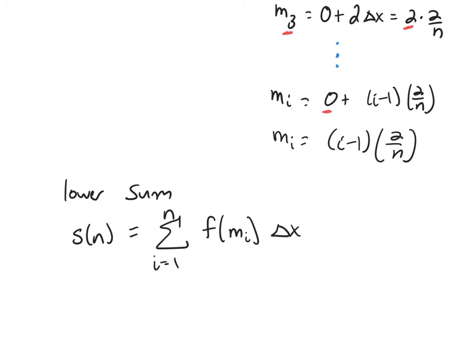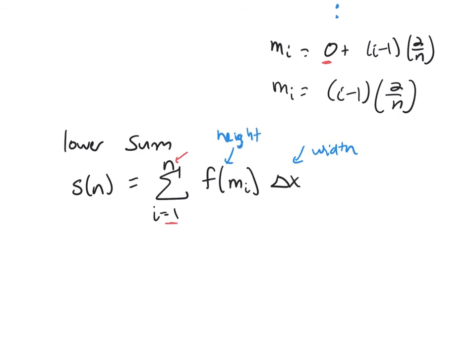So again, I'll label these. This is the height. And then this is the width of each rectangle. And then I'm adding up. i starts at 1, that's my first rectangle, and then n is going to be my last rectangle. Okay, so now let's plug in our definition for m_i.